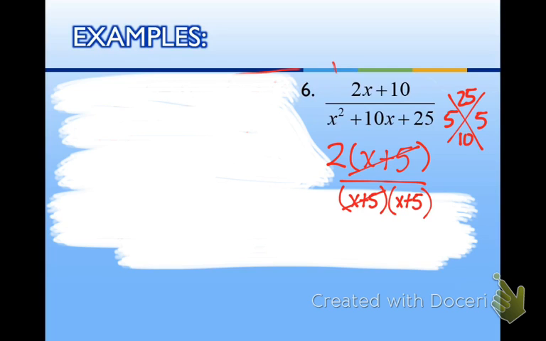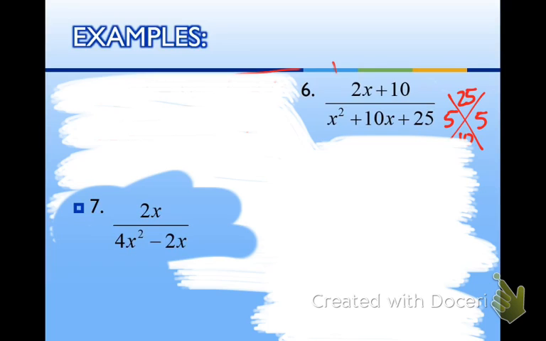So what are we left with for an answer? 2 over x plus 5. Good, 2 over x plus 5. Again, if you want parentheses around your x plus 5 in the denominator, you can put them there, but they are not necessary at this point.